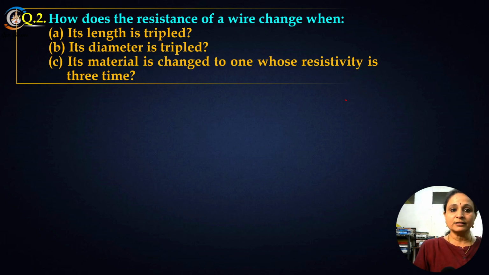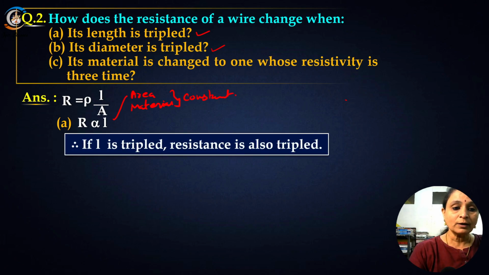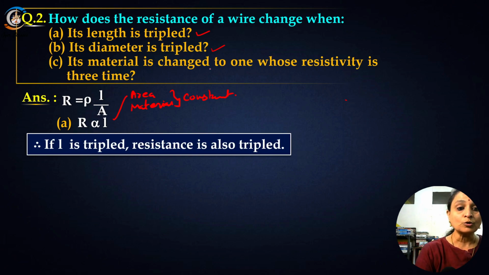How does the resistance of the wire change when the length is tripled, the diameter is tripled, and the material is changed to one whose resistivity is 3 times? Oh, all three have to be tripled, so let's do it. Resistance, I know the formula is rho L by A. Fine. What does this tell us, children? It tells us that resistance is directly proportional to length. But what must remain constant? The area and the material used, I have to keep both constant. So if L is tripled, the resistance is also tripled.